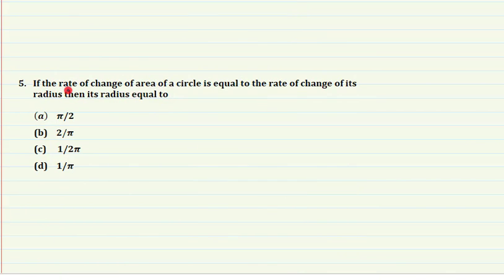Next problem is, if the rate of change of area, dA by dt, where A is the area of the circle, is equal to the rate of change of its radius, dr by dt, where r is the radius of the circle, then we need to calculate its radius.